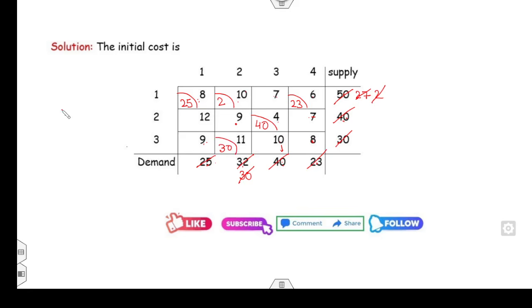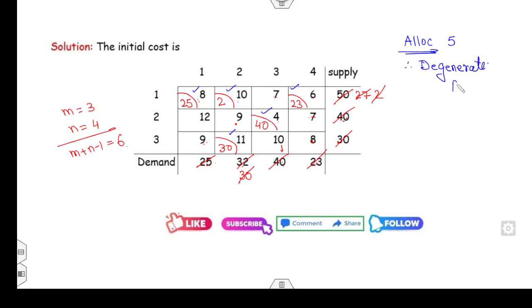Fine. Now you can see what your M is. M is 3, N is 4. Therefore, M plus N minus 1 is 6. So how many allocations do you have? You can count the allocations: 1, 2, 3, 4, 5. You have 5 allocations. Therefore, your solution is a degenerate basic feasible solution.